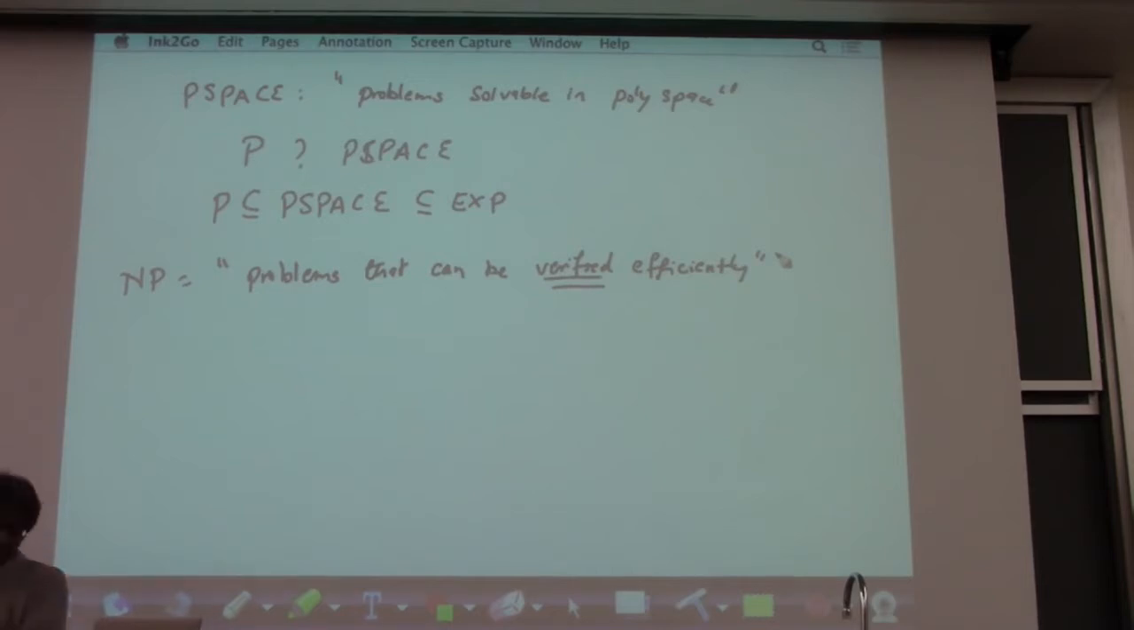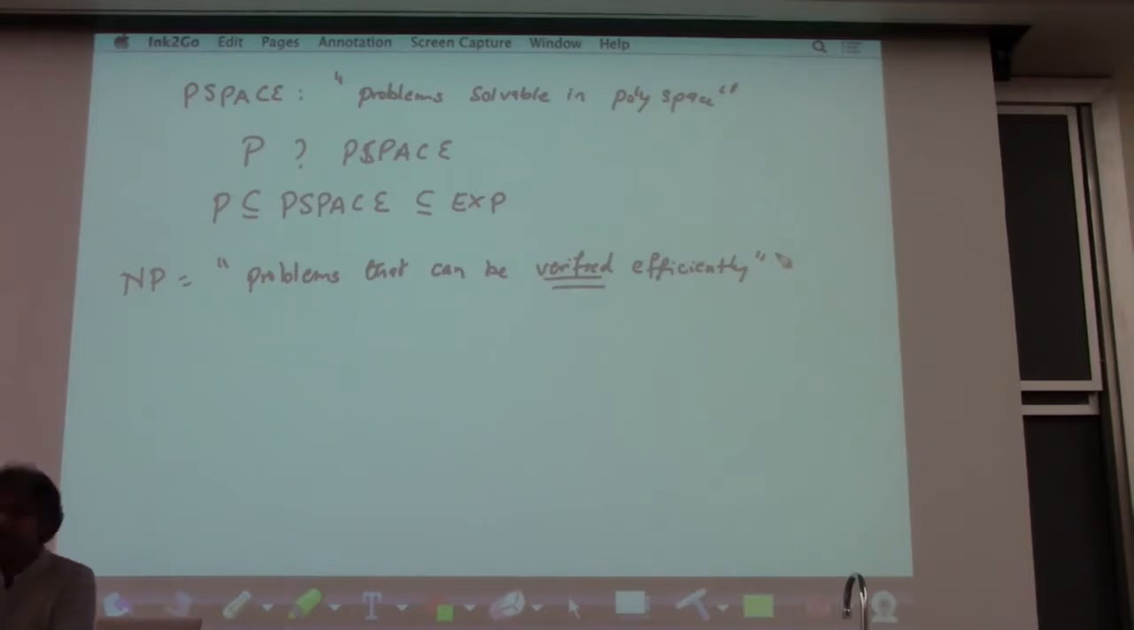And what does this mean? This means that for a problem to be in NP, it is enough that if I give you the answer to the problem, you can check it efficiently. I don't have to tell you where the answer came from. I can just tell you, here's the answer, and all you have to do is check to see that the answer is correct.